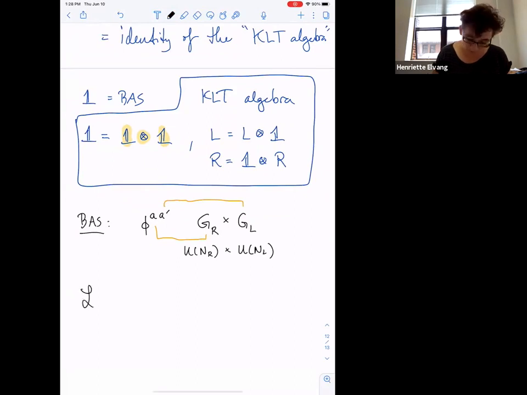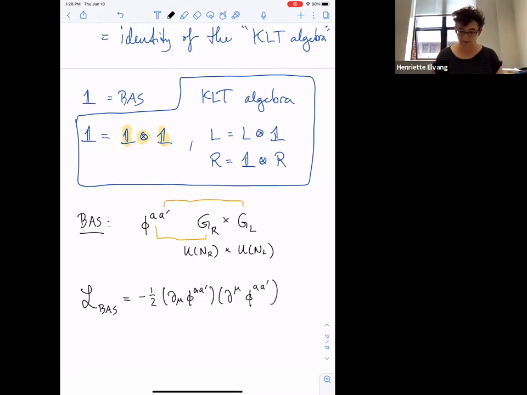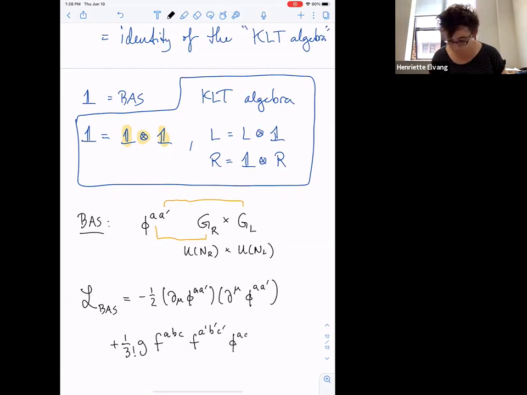Anyway, the bi-adjoint scalar has a Lagrangian, which has a kinetic term, which is what you would suspect it to be. So it has implicit index contractions. And then it just has one interaction term, namely a cubic interaction term with a coupling that I'll call G. And then it has a contraction with the structure constants of our left and right groups and three fields. So it has this cubic interaction.